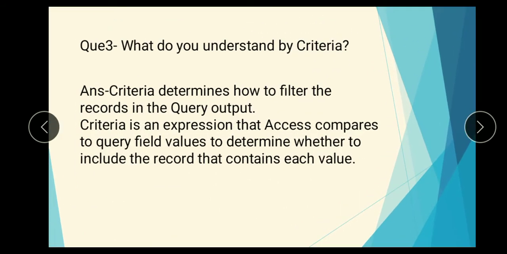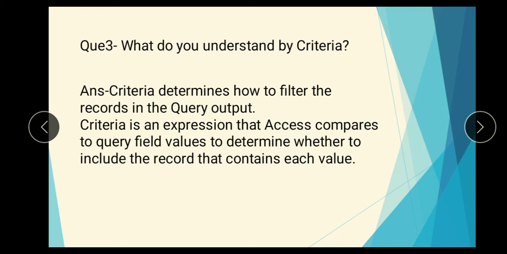Question number 3. What do you understand by criteria? Criteria determines how to filter the records in a query output. Criteria means condition. It determines how to filter the records in the query output, meaning you can filter important information from your database through a query. This is called criteria.